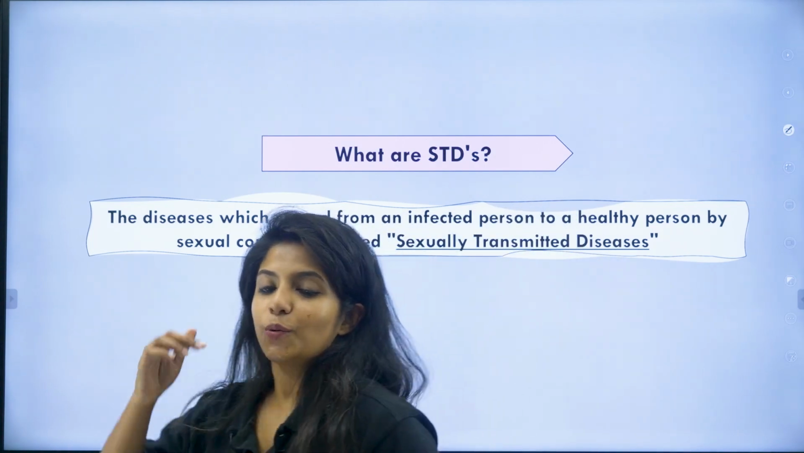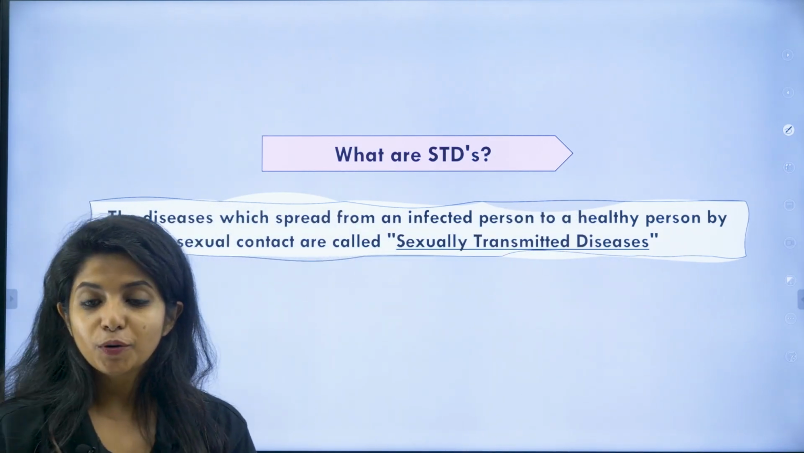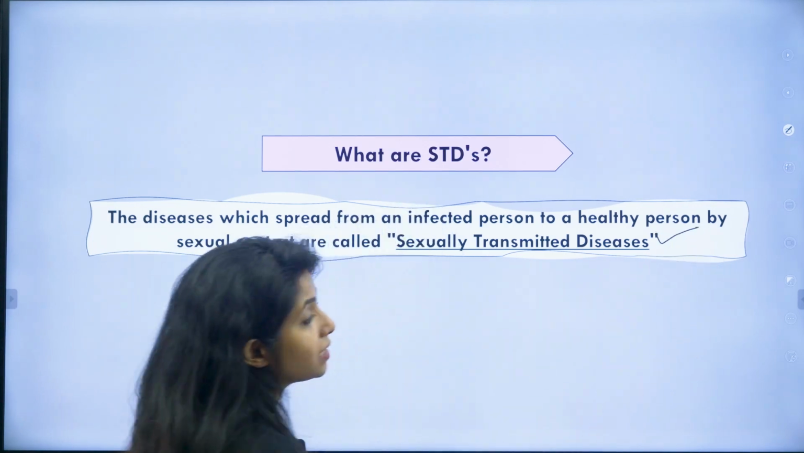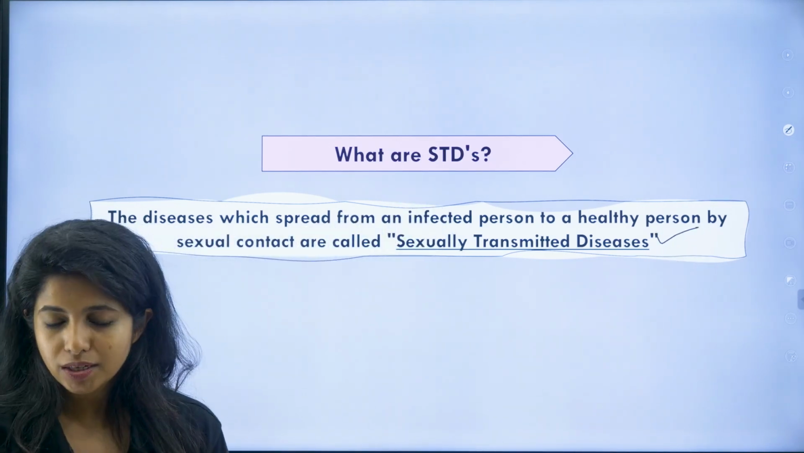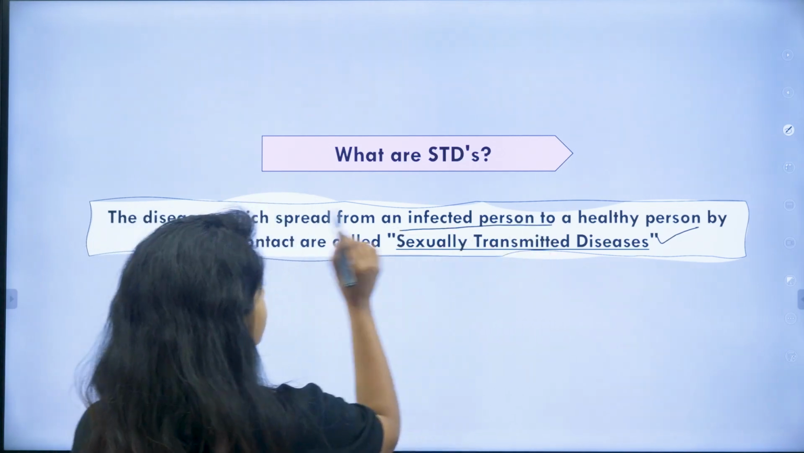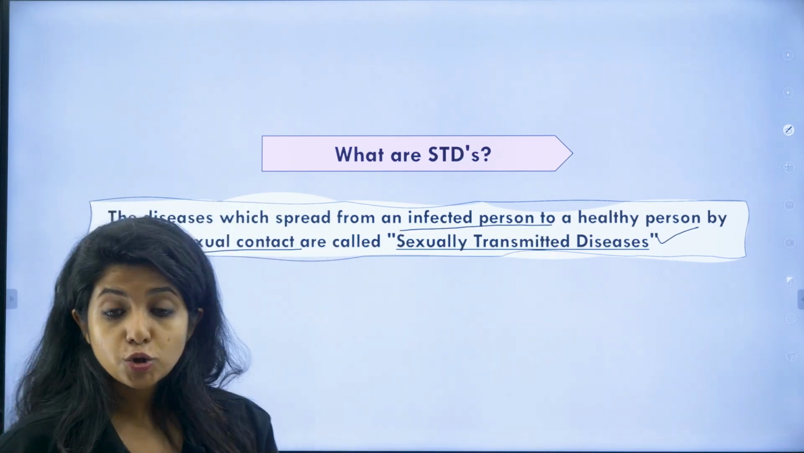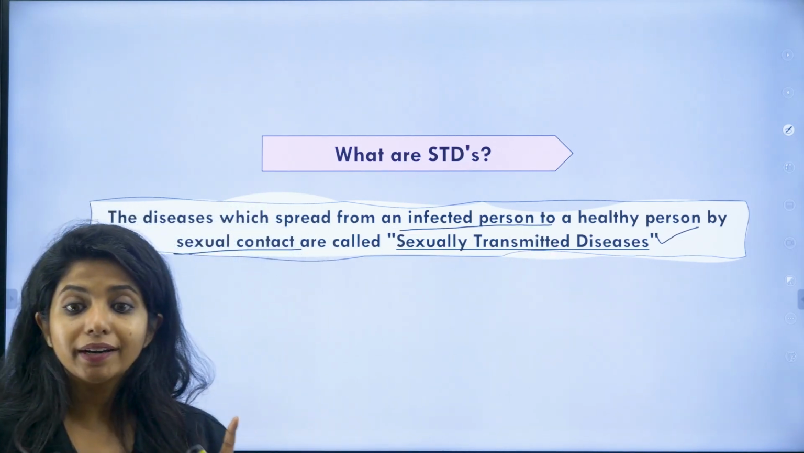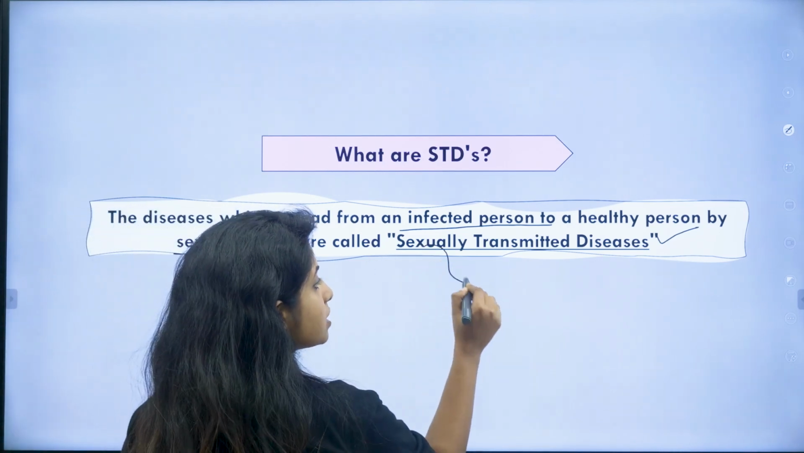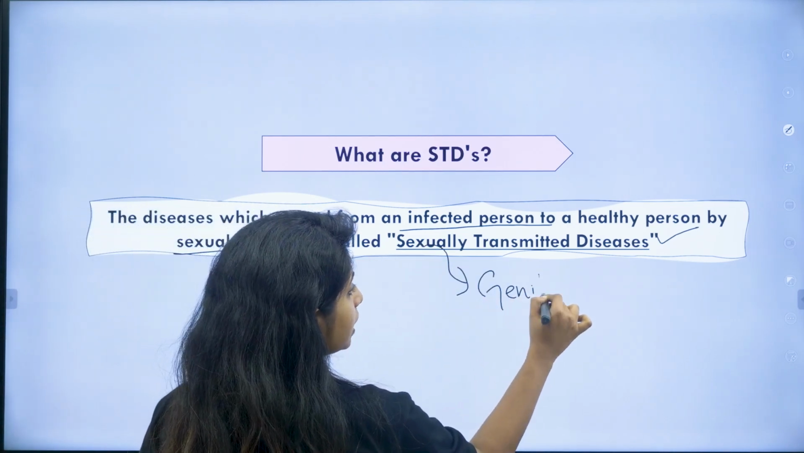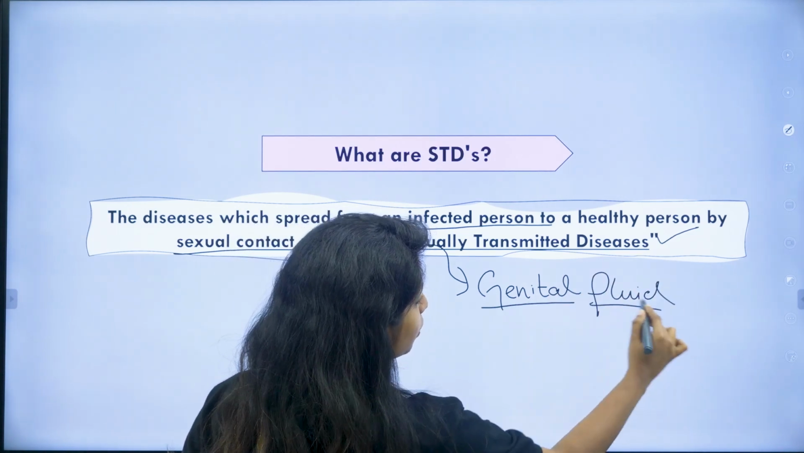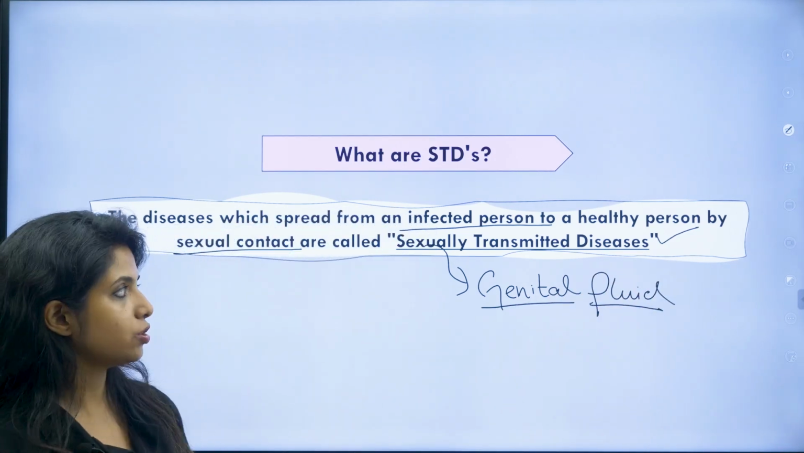Okay, so what are STDs? What do you mean by STDs? STDs means sexually transmitted diseases, or STIs, sexually transmitted infections, which are spread from an infected person to a healthy person with the help of sexual contact. Only during sexual contact can it transfer, which is why they are known as sexually transmitted diseases. Obviously, since it is sexually transmitted, it has to be spread through genital fluids such as sperm and the fluids that the vaginal secretions have.